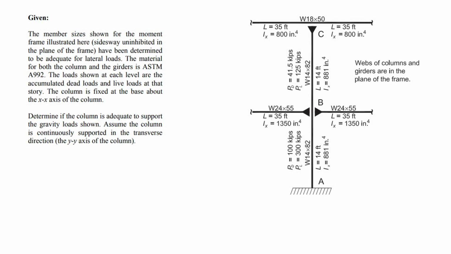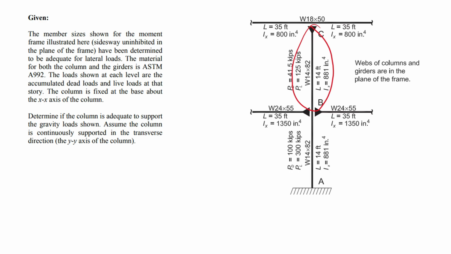Columns that are part of moment frames are often taken to be difficult to assess because their effective length is harder to determine. In this example, we will determine the effective lengths and consequently the compressive strength of each of columns AB and BC to check whether or not they are adequate to support the given gravity loads.